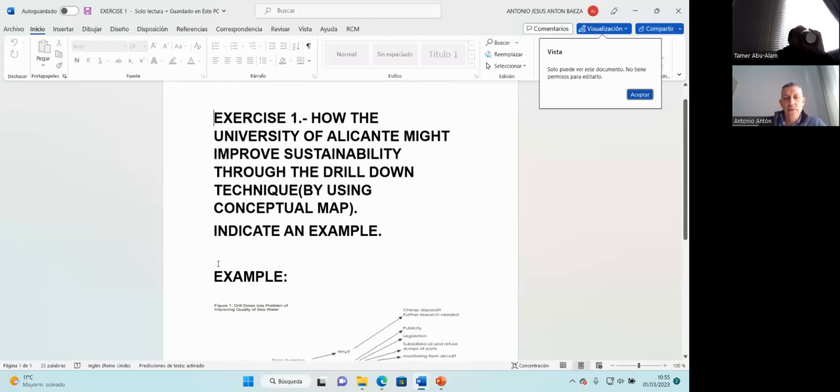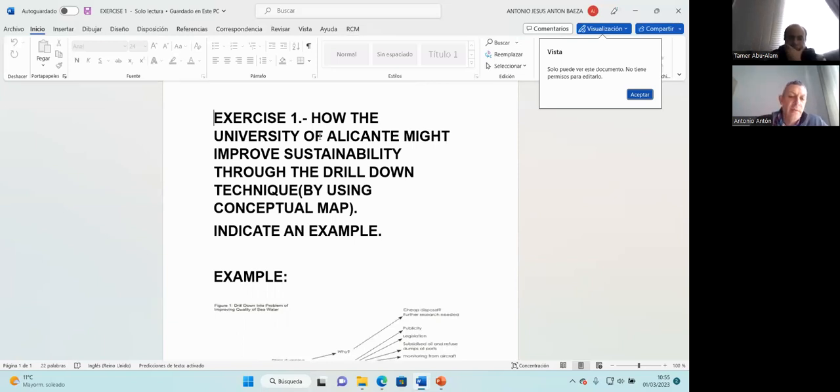I put an example of the University of Alicante. You need to use the university of your local country. Something to improve the sustainability, for instance, of the campus of your local university, and take one example. So this is the exercise; I think it's not very complicated. You can use another example if you have a proper idea, or you're working on a very good idea that you need to use in future. Well, you can use that as well.